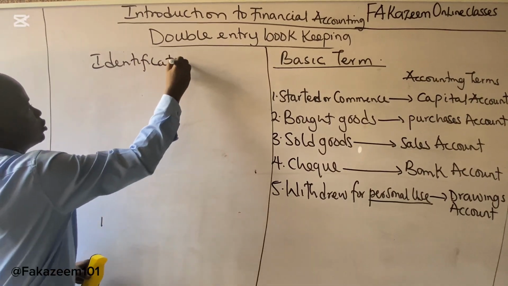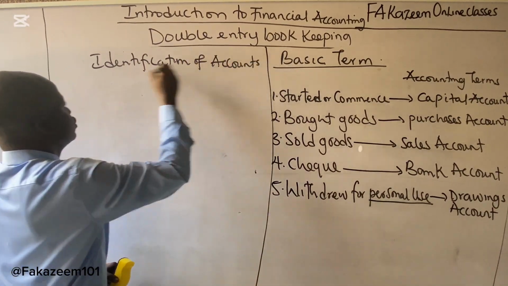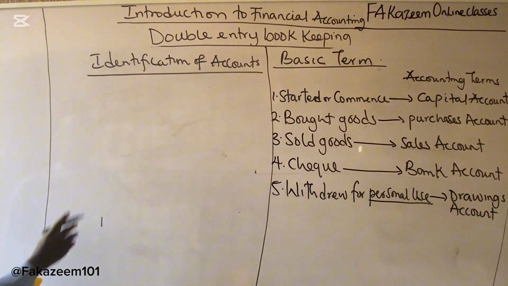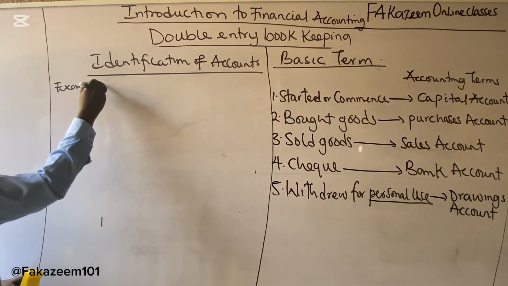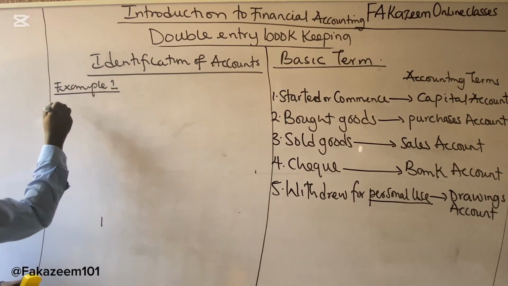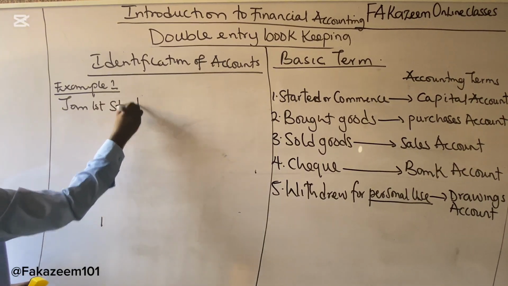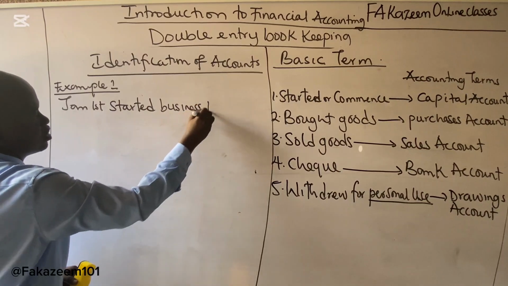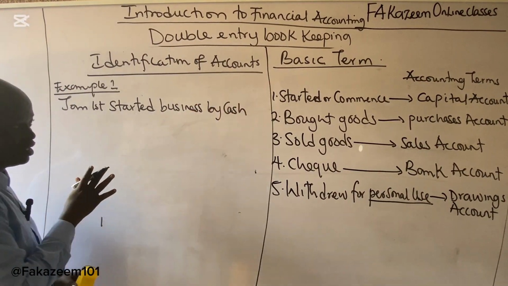The next thing we are going to be looking at is how to identify accounts. Identification of accounts. We'll be looking at it example by example. For instance, let's look at example 1. Example 1, let's assume we have January 1st. Started business by cash.